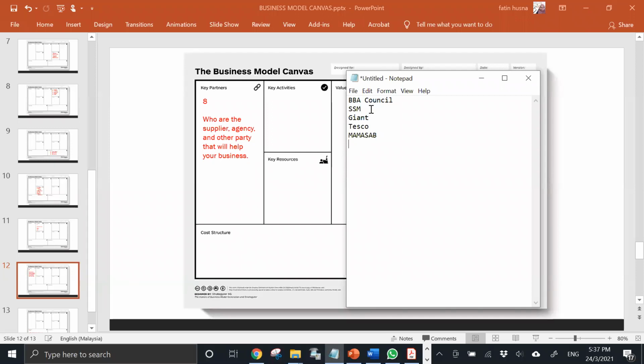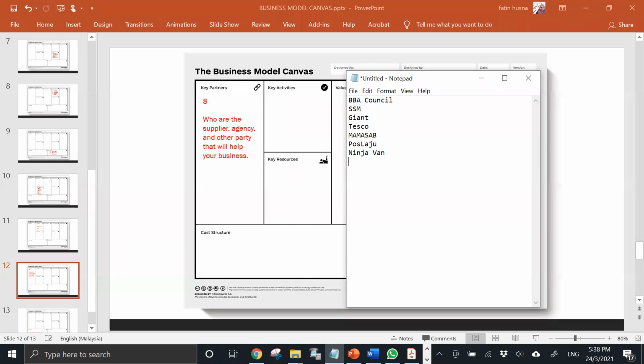For example, Post Laju, or maybe Ninja Van. You put that, Ninja Van. And if you are using e-commerce, social media is not included. Why? Because social media, you don't pay them to help you. But if you are using social media and you pay for ads, for example, Facebook ads, you pay for example 100 for the Facebook ads, then you include Facebook there. But if you are not using their service, cannot put under key partners.